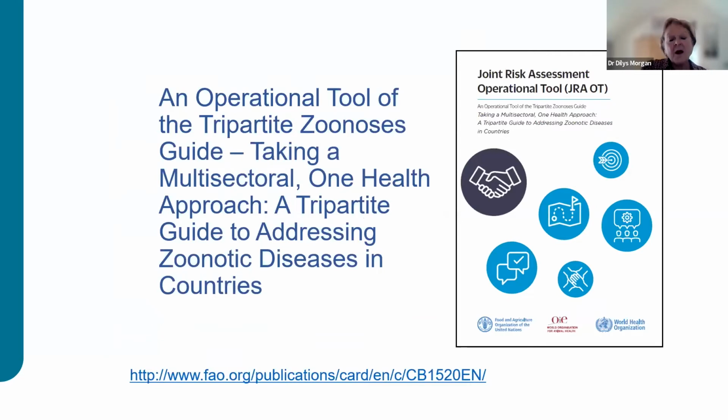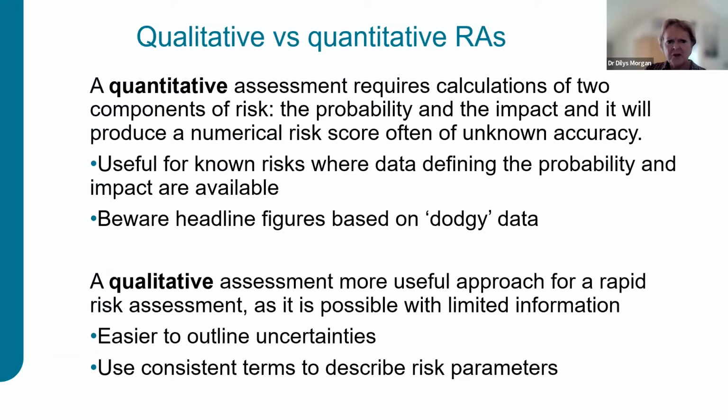at the animal-human interface. Another basic background which does cause confusion is the difference between a quantitative risk assessment and a qualitative risk assessment. A quantitative risk assessment requires calculations of the components of risk, the probability and impact are calculated, and it gives a numeric score, often of unknown criteria going in. It's useful for risks where the data to define the probability and impact are available, but beware of headline figures based on dodgy data. I'm sure many of you are familiar with a series based on a few cases with very minimal data available, and they still come up with 2 or 3 decimal points of precision. So that's quantitative. Beware if the data isn't available.